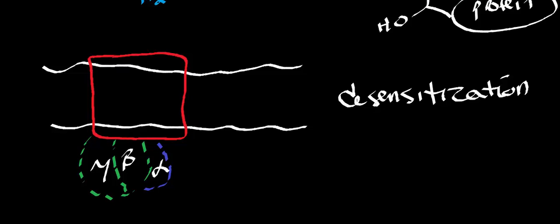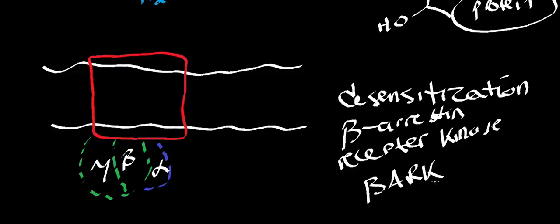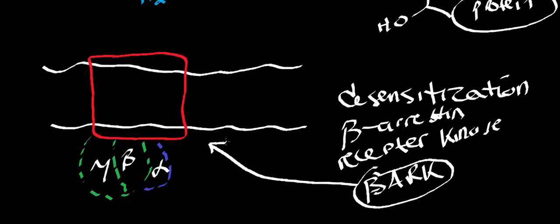And desensitization in general for these G protein coupled receptors is catalyzed by an enzyme called beta-arrestin receptor kinase, okay? So the enzyme, I'm going to write it over here, beta-arrestin receptor kinase, okay? And so this is typically abbreviated beta-ARK. Now this is not BARK, it's beta-ARK. This is a beta, right? But essentially what beta-arrestin receptor kinase is going to do is it's going to phosphorylate the adrenergic receptor.